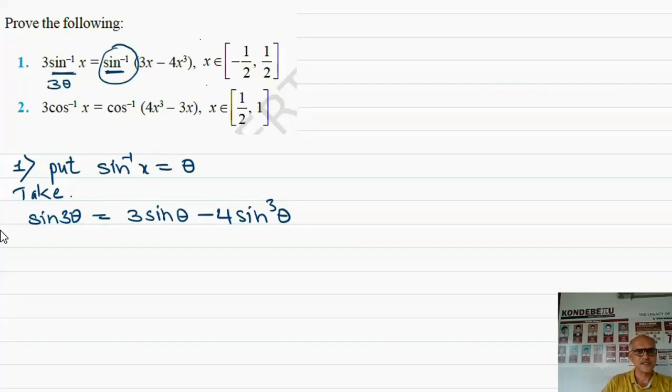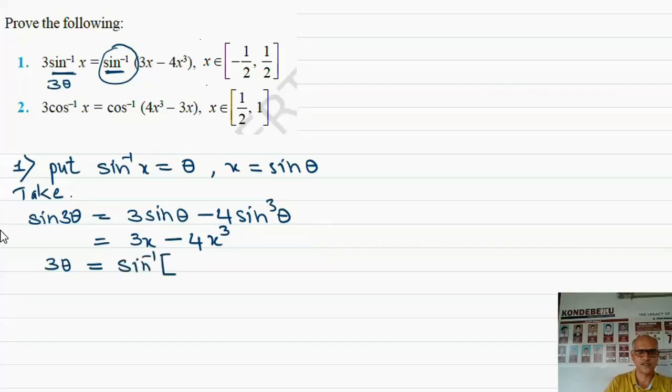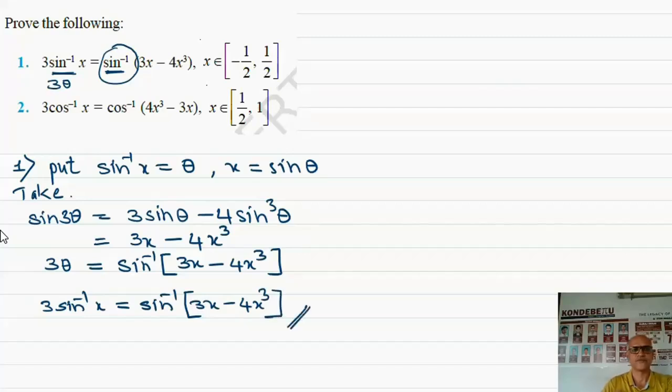So put sin inverse x equal to theta, or you can say x is equal to sin theta. Wherever sin theta is there, substitute x in the RHS. So you will have 3x minus 4x cube. Now sin I will take to the RHS. So 3 theta is equal to sin inverse of 3x minus 4x cube. Now substitute theta as sin inverse x. So you will have 3 sin inverse x is equal to sin inverse of 3x minus 4x cube. That is our proof.